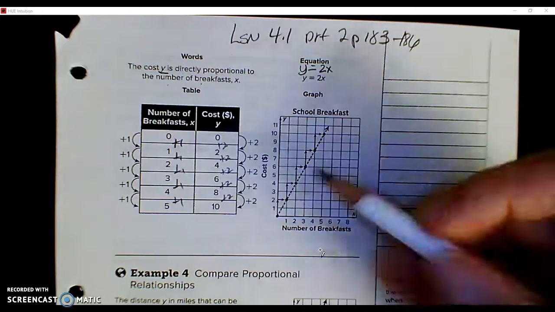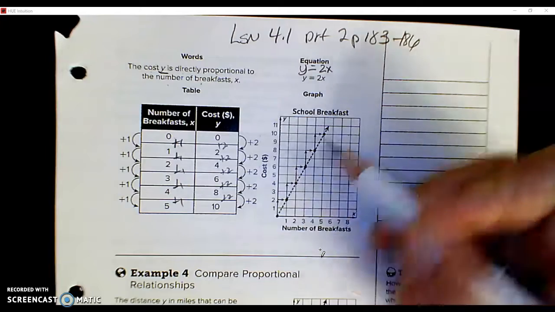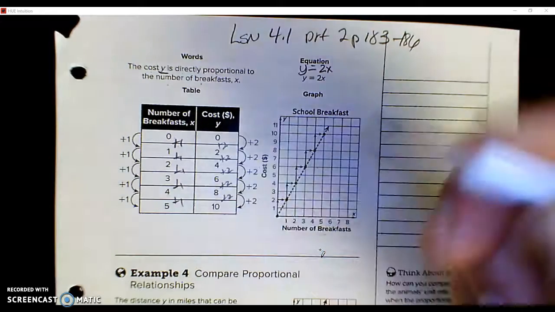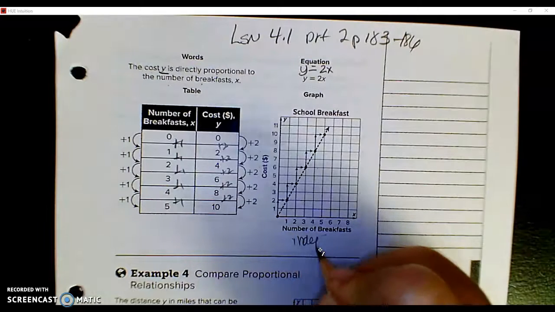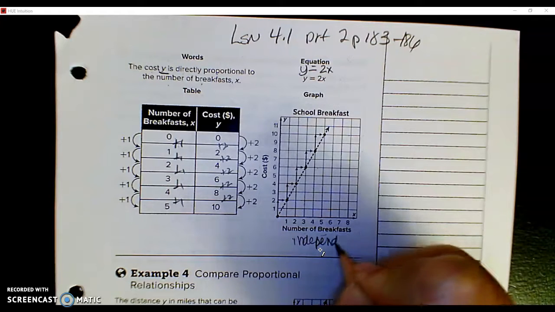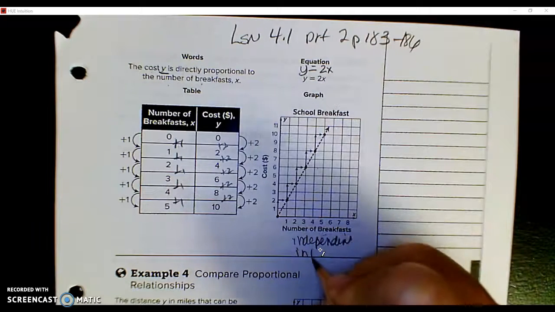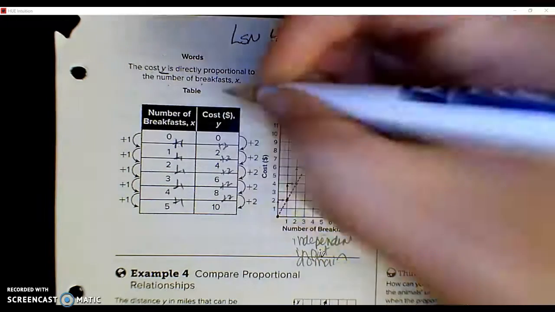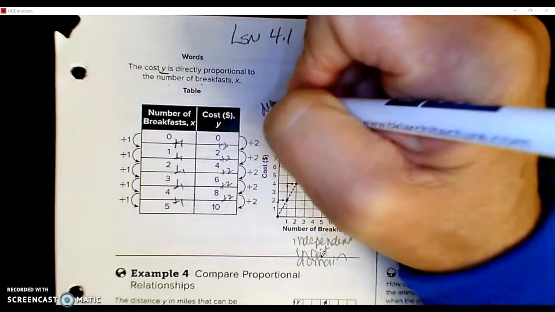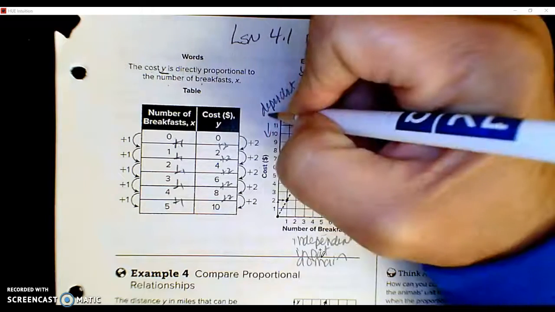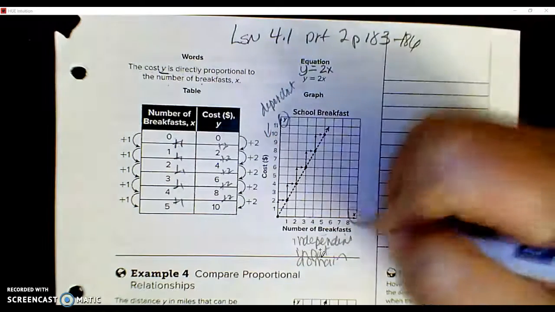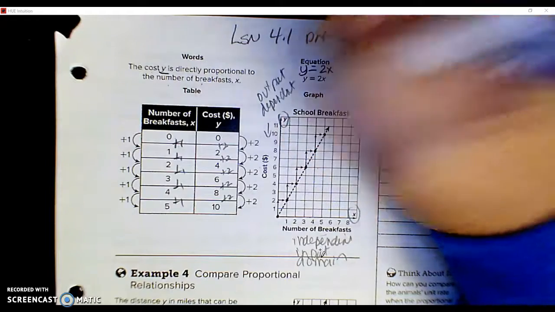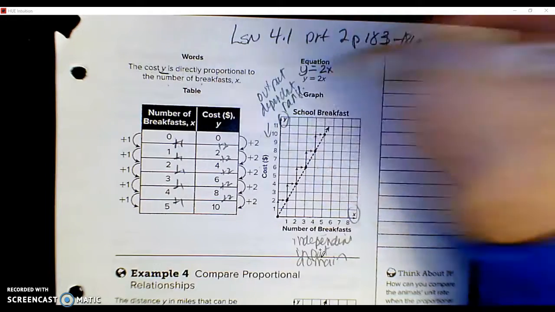And again, here we talked about going on our graphs. The number of breakfasts and the cost. Again, this is our independent variable. Remember, I write as you write. The independent variable, it's our input. It's our x value. It's our domain. This is our dependent variable. It is our y value. It is our output. And it's our range. Okay, you have to know those things.